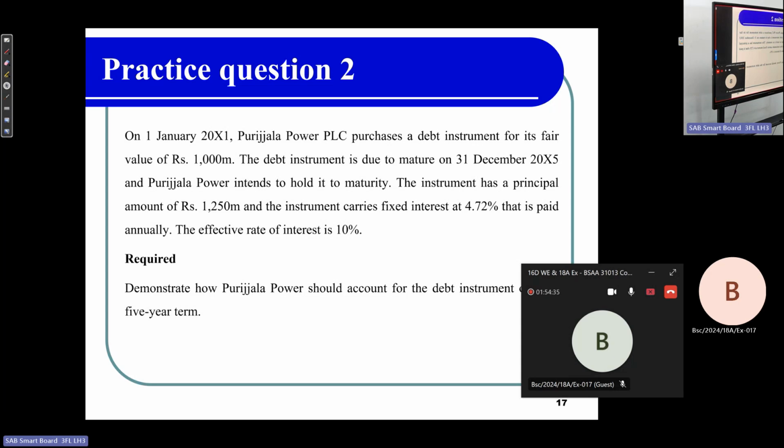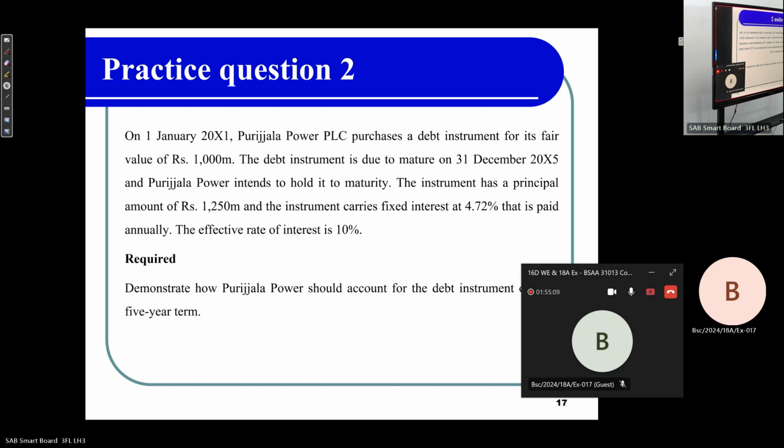What are the conditions for amortized cost? Business model: invest and hold, hold it to maturity. First condition is okay. Second condition: contractual cash flow characteristics.